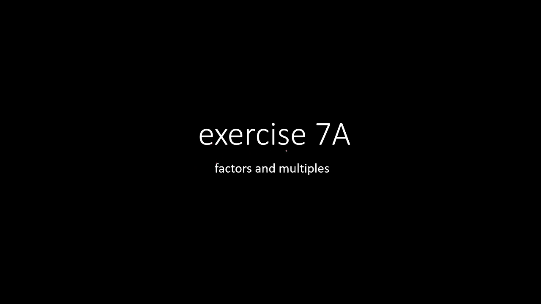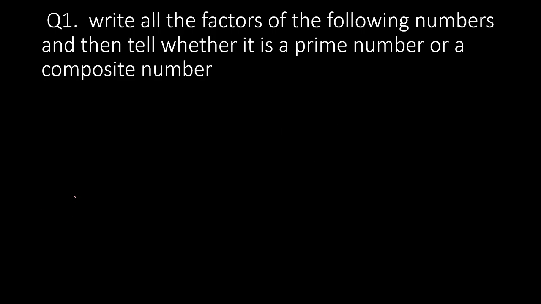Today I'm going to teach you exercise 7A in chapter 7, and the name of the chapter is factors and multiples. Okay, so are you ready for this exercise? So now let us start this exercise. Question 1 of this exercise says write all the factors of the following numbers and then tell whether it is a prime number or a composite number. Prime numbers and composite numbers you have already practiced in the previous worksheet, in which I gave you a table and you had to circle all the prime numbers from 1 to 100. Fine. So now let us do this question.